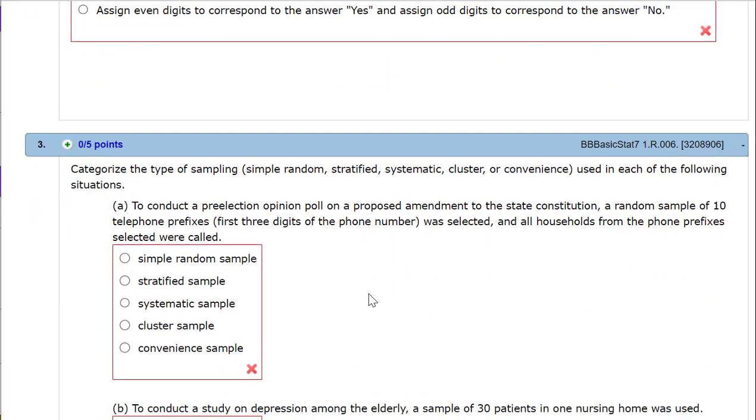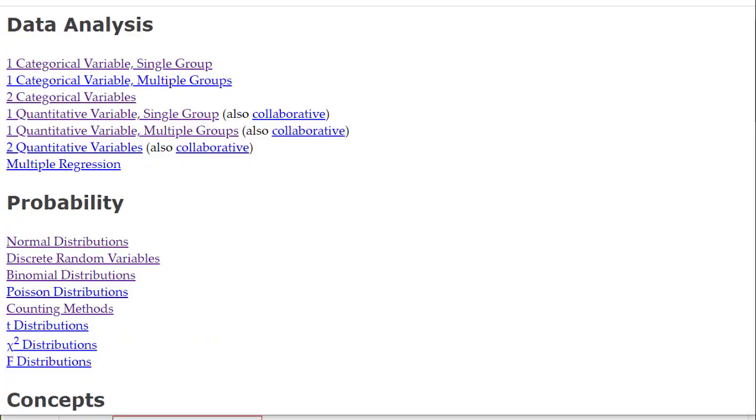Categorize the type of sampling: simple random, stratified, systematic, cluster, or convenience, used in each of the following situations. To conduct a pre-election opinion poll on a proposed amendment to the state constitution, a random sample of 10 telephone prefixes, the first 3 digits of the phone number, was selected, and all households from the phone prefixes were selected. So this is a cluster sample. Why is that? So what you're doing is you're naming groups.